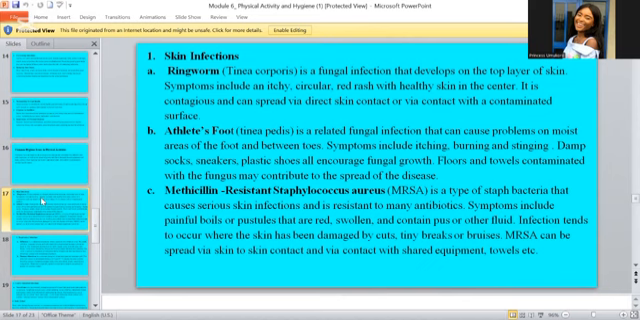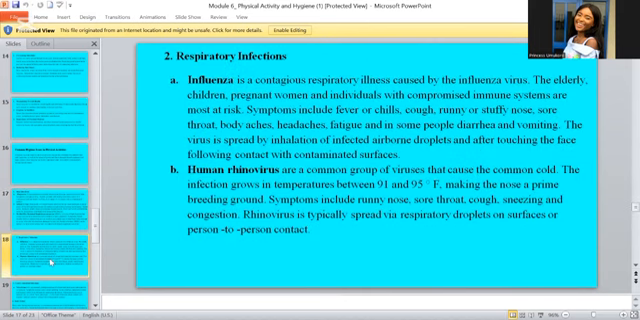Now, Staphylococcus aureus is a type of staph bacteria that causes serious skin infection and is resistant to many antibiotics. The symptoms include painful boils and blisters that are red, swollen, and contain pus or other fluid. Now, we also have respiratory infections, and under that, we have influenza and human rhinovirus.